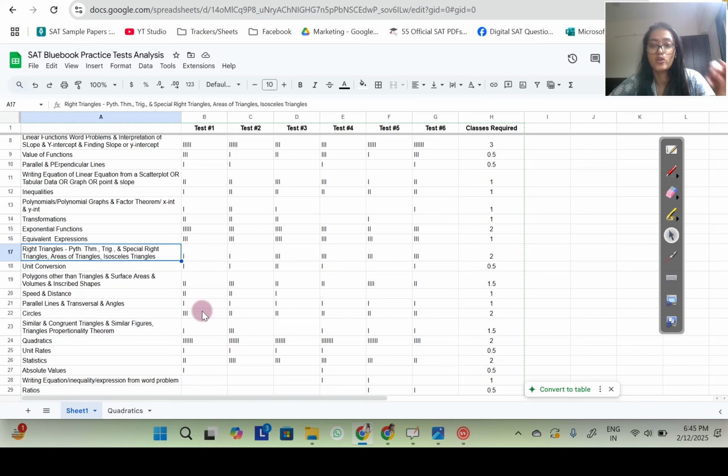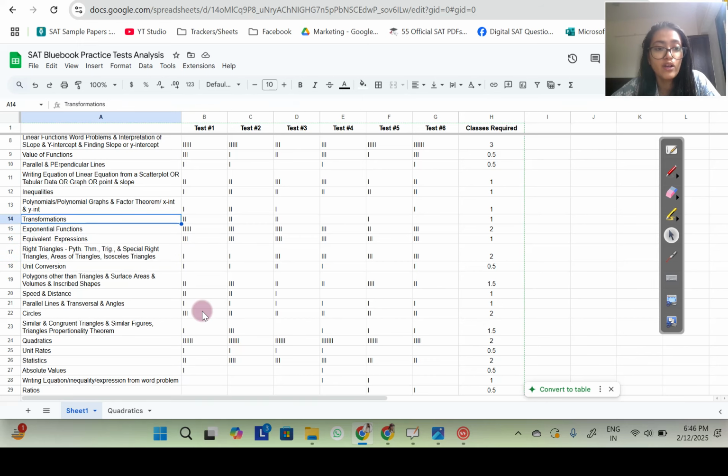You can expect 2 questions from right triangles. So on right triangles, you can expect a question from either Pythagorean theorem, trigonometry, special right triangles, which are your 30, 60, 90 triangles, and 45, 45, 90 triangles, area of triangles, and properties of isosceles triangles. You can expect 2 questions, 1 to 2 questions from these topics.